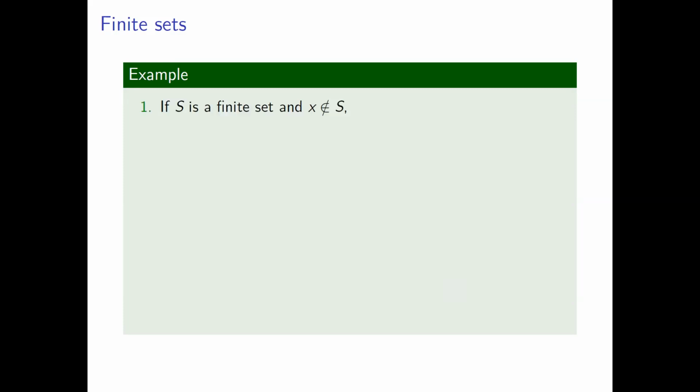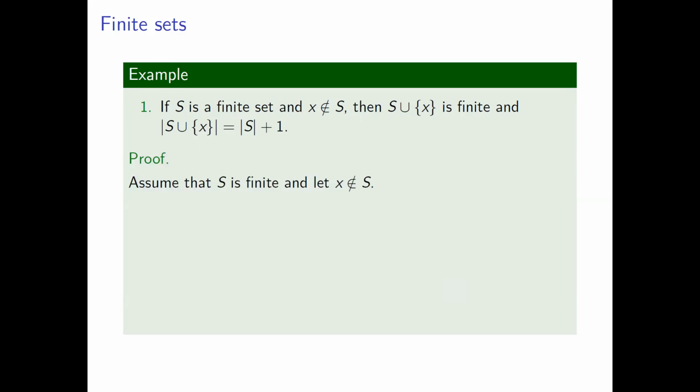The first result that we shall prove is the following. If S is a finite set and x is not an element of S, then the union of S and the singleton with element x is finite, with cardinality equal to the cardinality of S plus 1.